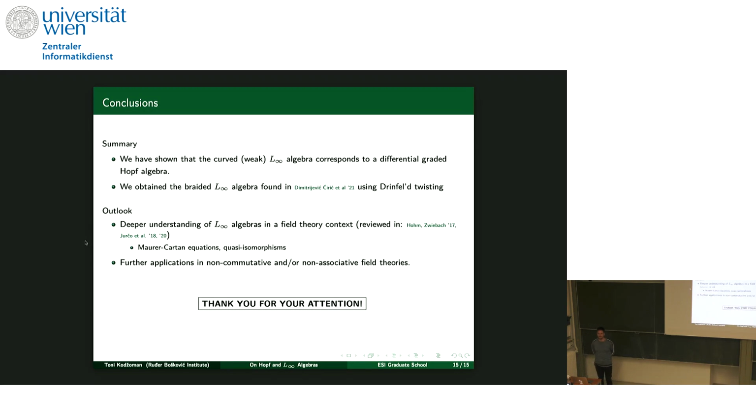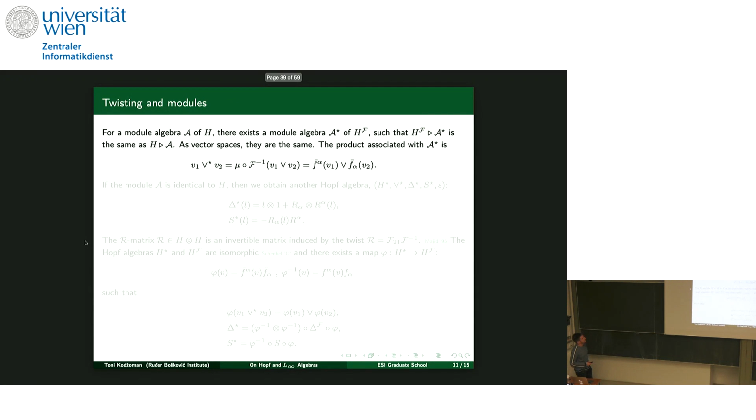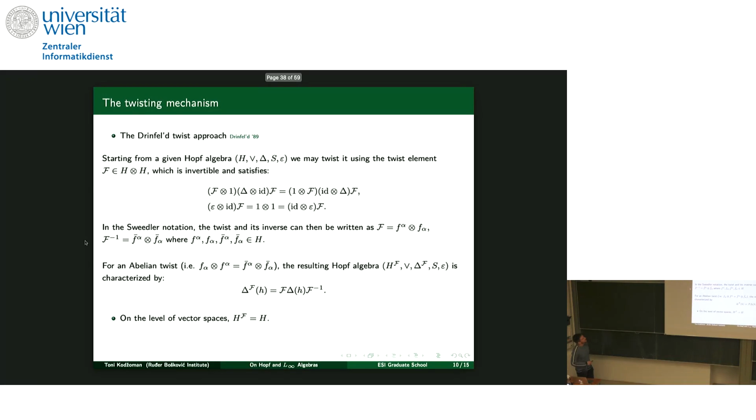Just a simple question. Sorry, this is obvious, but this twisting element on H tensor H for the Hopf algebra twisting, does such an element always exist? So okay, let's strike it back. It does, and you can see that it is indeed the twist element by making sure it satisfies these two relations. Yes, as far as I'm aware. Yeah, don't worry about it.